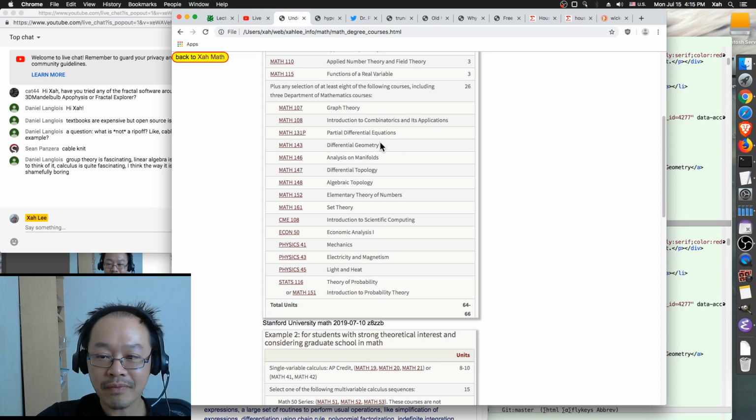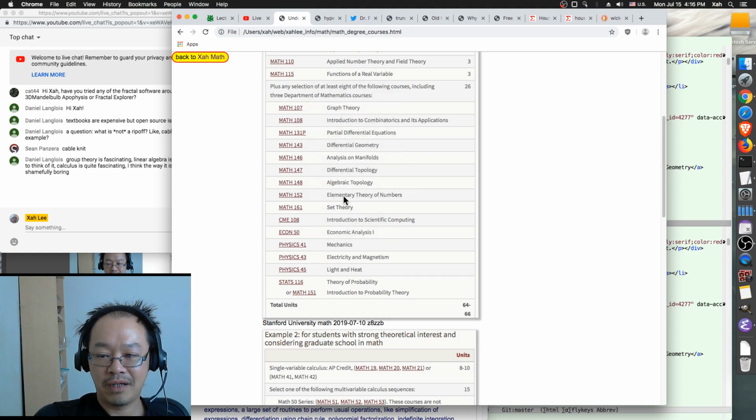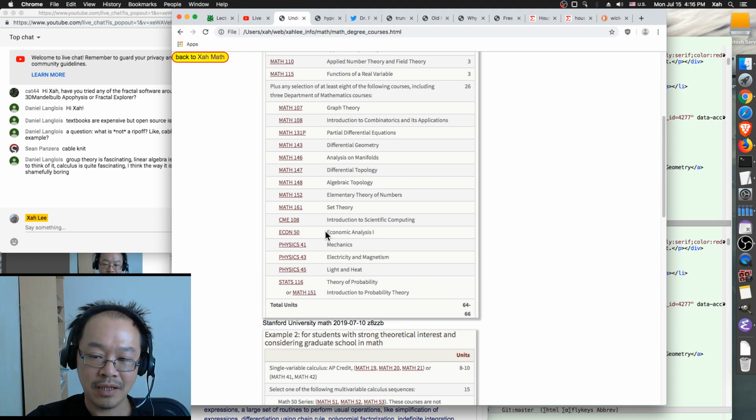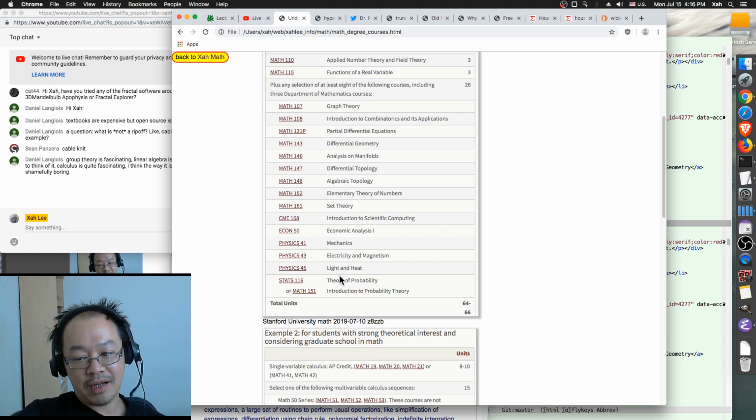mathematicians. So in the fourth year, you study differential geometry, topology, analysis on manifolds. That's basically differential geometry, and differential topology, algebraic topology, which is basically more advanced algebra, elementary theory of numbers. Theory of numbers again, that's not the main dish, kind of. Anyway, so you have set numbers. There are so many ways. And economics, mechanics, they are not the main dish of math. And light and heat, and theory of probability. Again, probability is not the main dish.